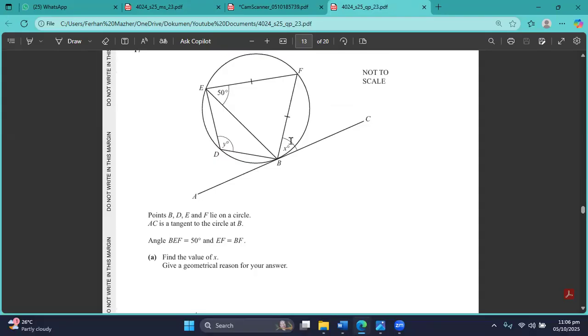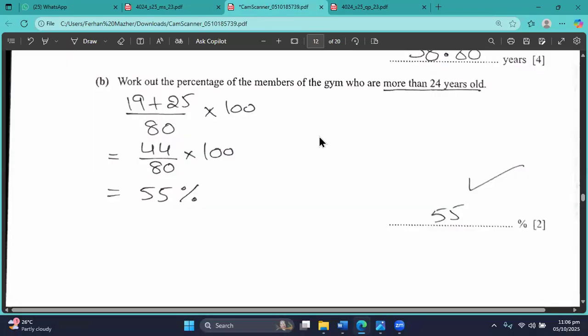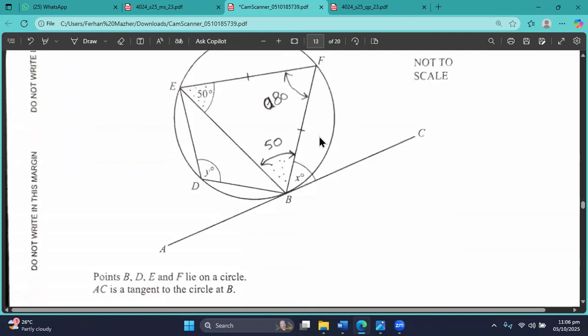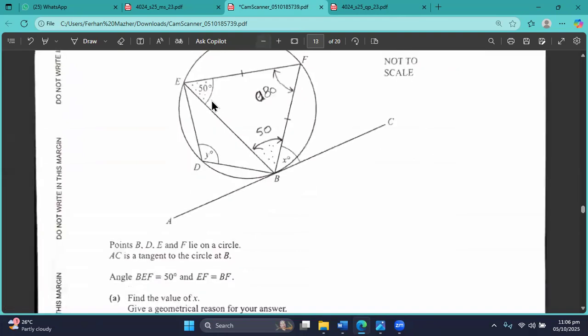We call this angles in the alternate segments. The angle between the side of the triangle and the tangent will be equal to this angle. This is called the alternate segment theorem. Let me show you. The angles in the alternate segment.